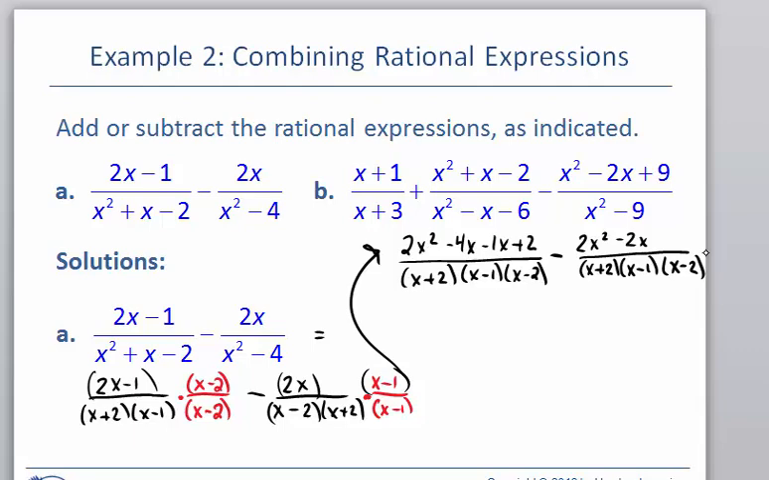Okay, now my goal here is to combine some stuff on the top. So let's see if we can do that. We want to keep in mind that this negative is going to get distributed to both of those terms. All right, so let's see what we've got. We have a 2x squared and we have a minus 2x squared. That's going to be gone.